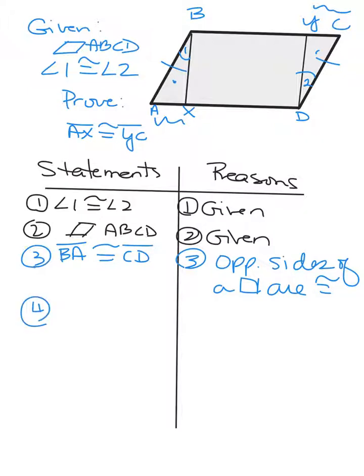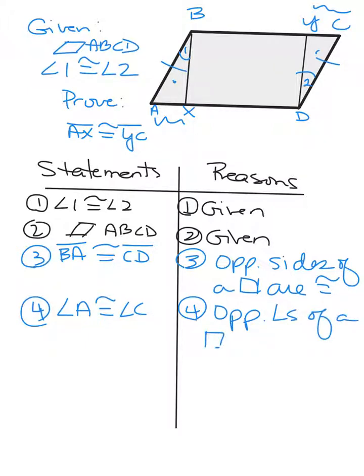Then we also know about parallelograms that opposite angles are congruent. So I can say angle A is congruent to angle C, and that is because opposite angles of a parallelogram are congruent. And I'll mark my diagram as well. So I have angle A is congruent to angle C.